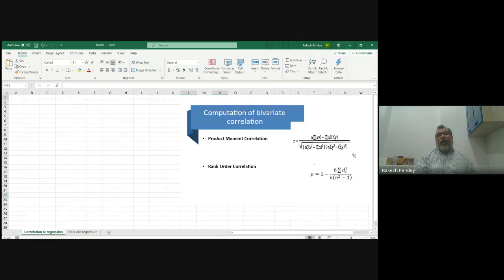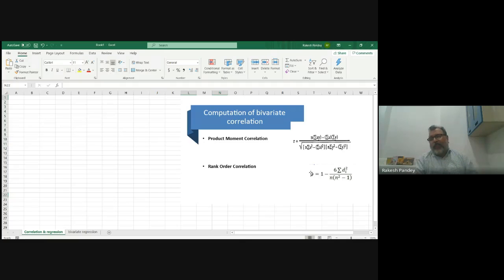And when the exact scores are not known, or the variables are measured on ordinal scale, for example, your maths and statistics ranks: you have first rank in statistics but second rank in mathematics, someone has fifth rank in mathematics but first rank in statistics. So we have only ordinal scales, ranks. Then the correlation can be computed using the method called rank order, and this is the formula.